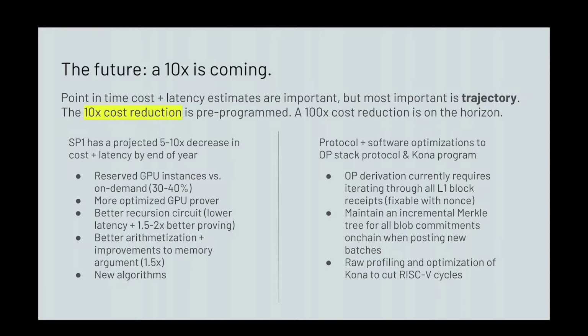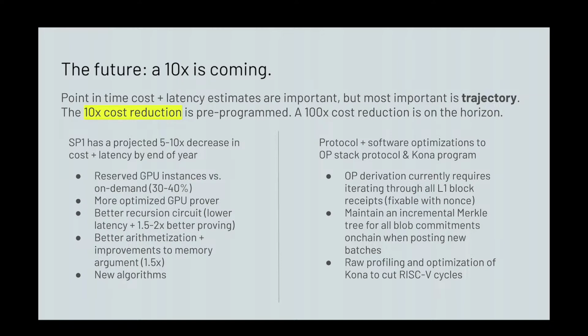There are two ways that the costs and latency can go down. One is on the SP1 side. As I mentioned previously, right now we're using on-demand GPU instances, but it makes a lot of sense, if you have a relatively constant workload, to start using reserved or dedicated instances for a really big reduction in cost. We also have a lot more optimizations we want to do to our GPU prover, and to our actual circuits and algorithms on the ZK side of things, that we are very optimistic will result in a 5 to 10x decrease in cost and latency by the end of the year.